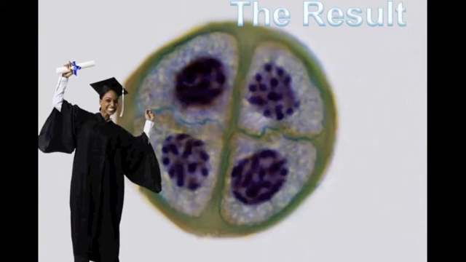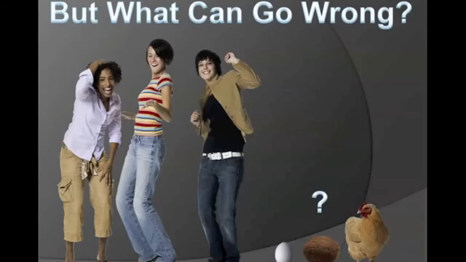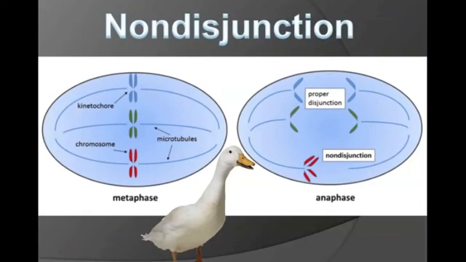Yay! But what can go wrong? Non-disjunction, that's what can go wrong. Disjunction normally occurs during the anaphase of mitosis and meiosis. During the anaphase of mitosis, sister chromatids separate and move towards opposite poles of the cell. In meiosis, disjunction happens when homologous chromosomes move apart towards the opposite poles of the cell in anaphase. Non-disjunction is failure of homologous chromosomes or sister chromatids to separate properly during cell division.